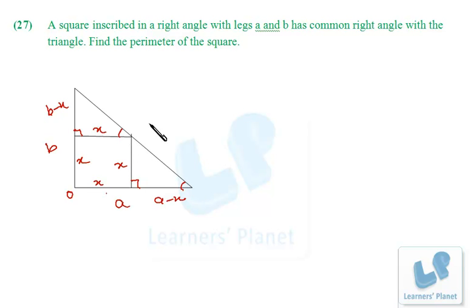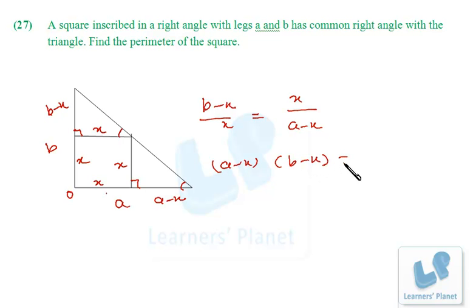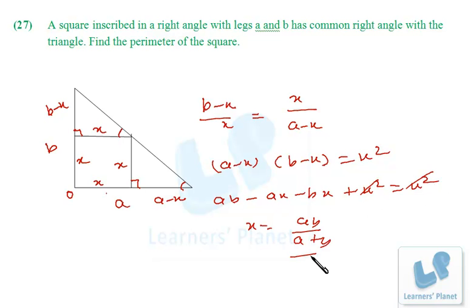So that means if these two triangles are similar, that means B minus X by X, perpendicular by base is equal to perpendicular by base. Okay. So A minus X into B minus X is equal to X square. So AB minus AX minus BX plus X square is equal to X square. So X is equal to what? AB upon A plus B, right? That is the side of the square. Now we want the perimeter, just multiply it by 4. So 4AB upon A plus B is the perimeter of the square. Okay, I hope you are clear.